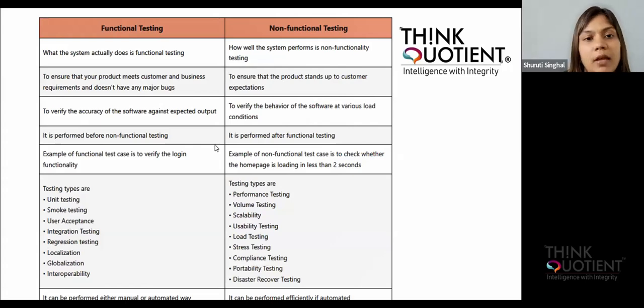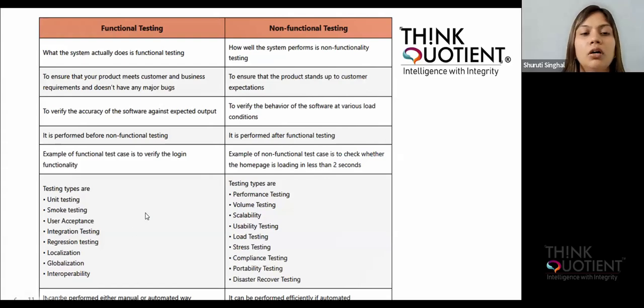As I have given the example, login functionality is functional testing. But when we are checking whether my home page is loading in less than 2 seconds or not, that is non-functional testing. There are various types of functional testing like unit, smoke testing, user acceptance, integration, regression. And there are various types of non-functional testing like performance, volume, scalability, load testing, stress testing.